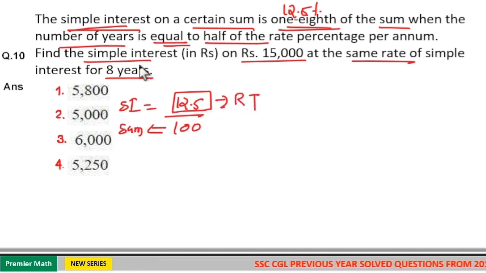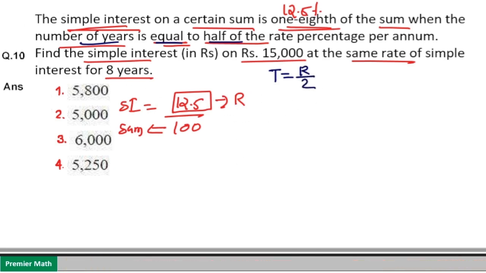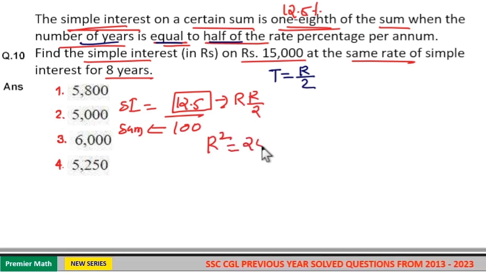That is, here the number of years is equal to half of the rate percentage. T is equal to R by 2. Then substitute T, that is, T is equal to R by 2 here. So here R square by 2 is equal to 12.5, which means R square is equal to 25. Then R is equal to 5.